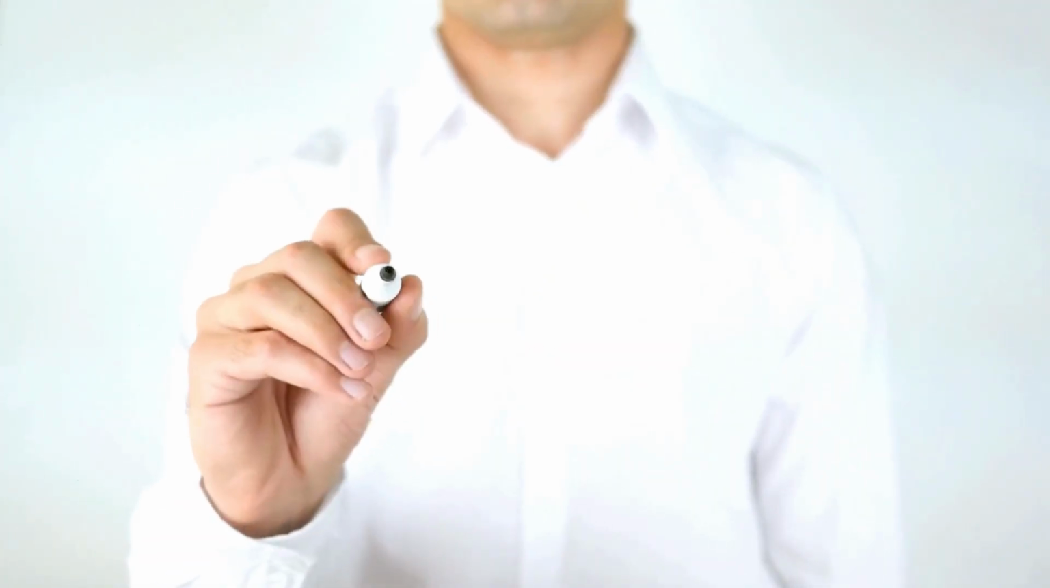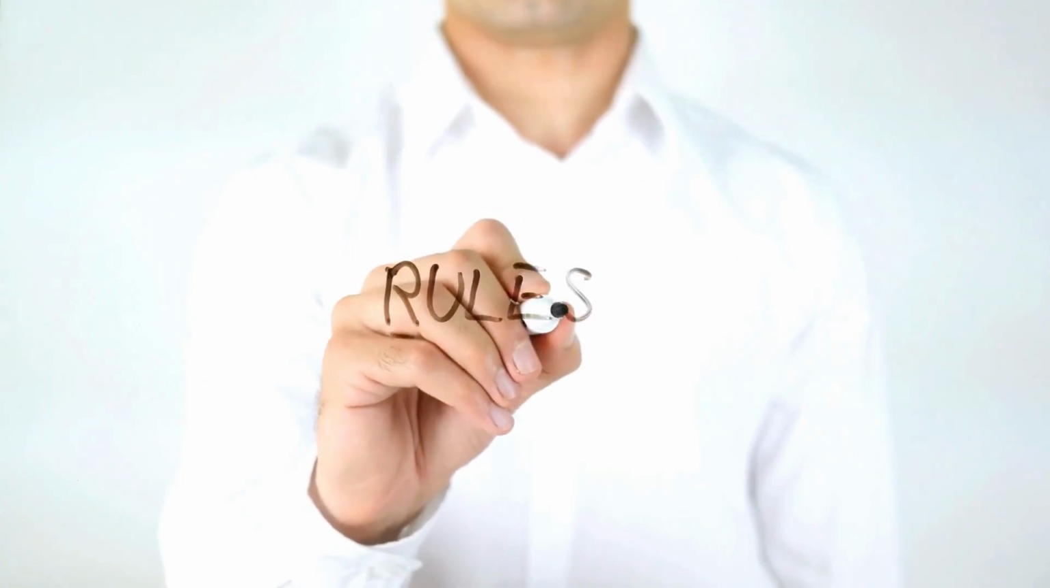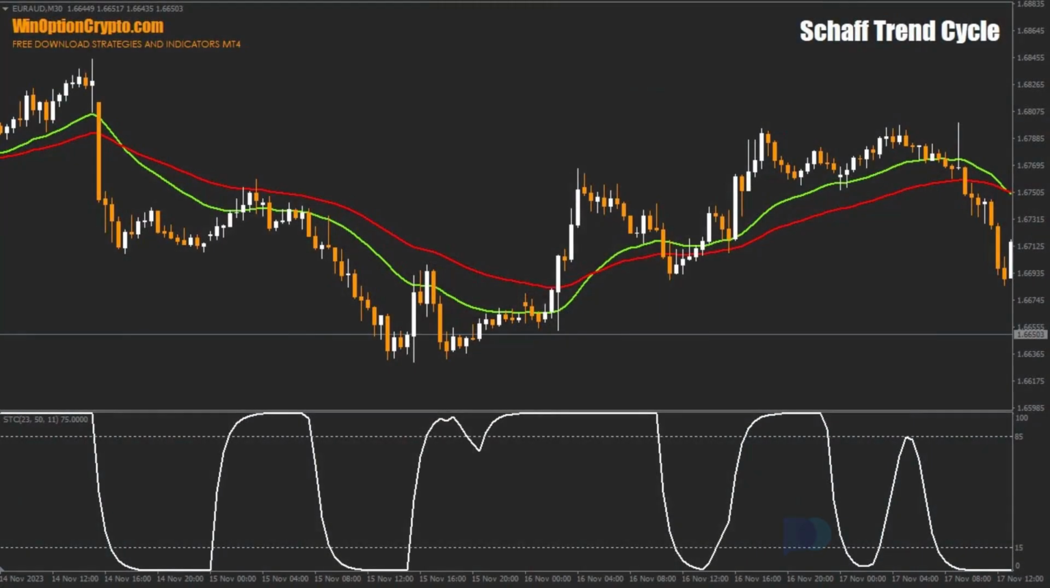Now let's look at the rules for trading binary options using this indicator. Schaff Trend Cycle can be used in trading any financial instruments from indices and metals to cryptocurrencies. However, we do not recommend using only its signals without trend confirmation by other indicators or methods.